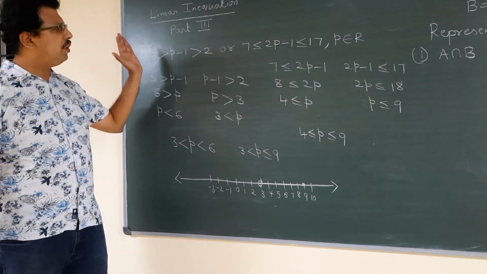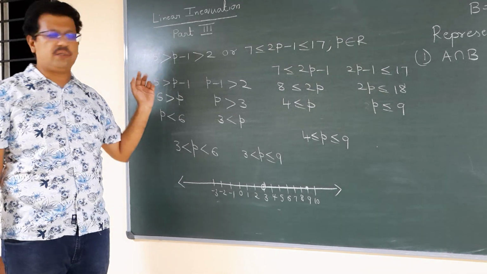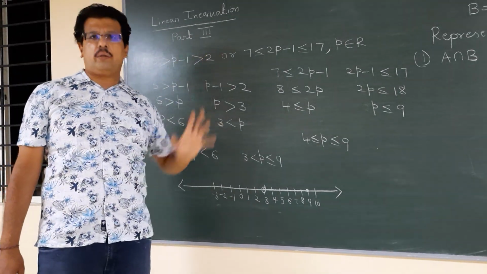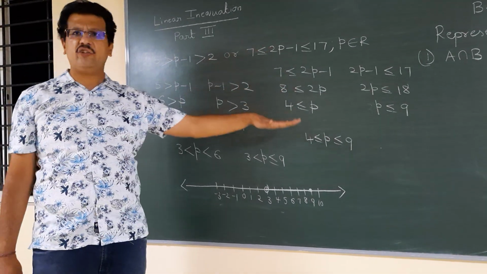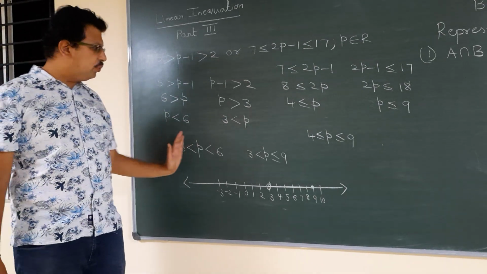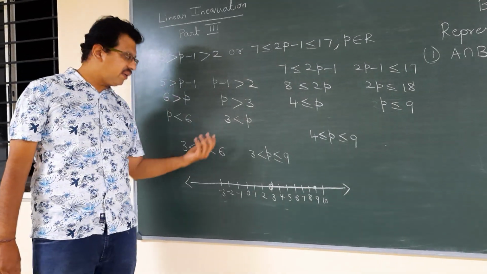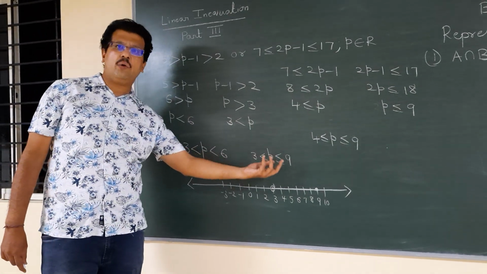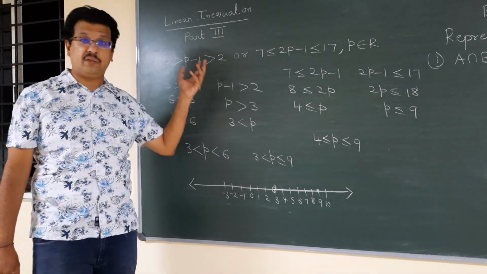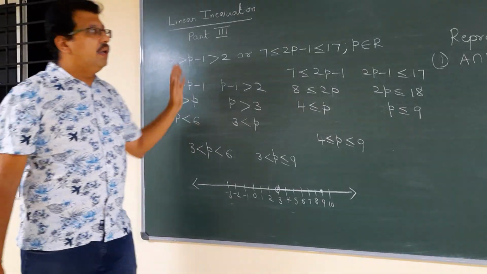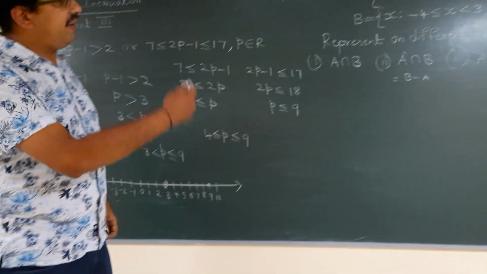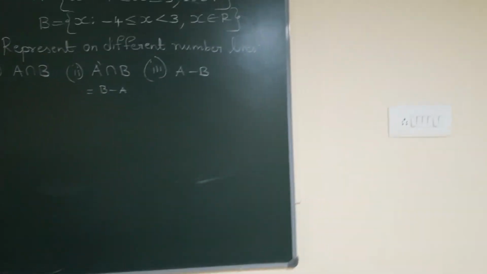So this is how you have to solve these types of sums, children, when they give OR. First you have to solve the two inequations and then you should write like 3 is less than p less than or equal to 9. I hope it is clear, children. Okay, we will move on to the next type of problems now.